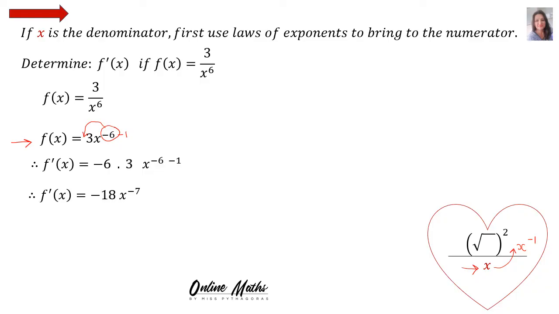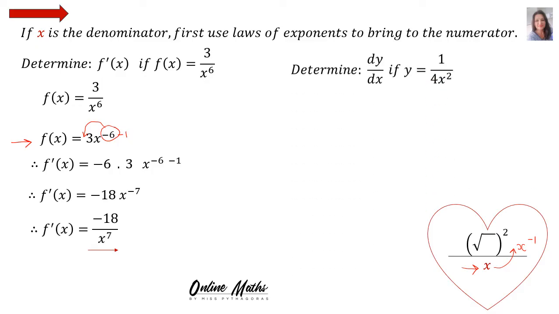And then you can either stop there or you can write your answer with positive exponents. And that means you will take the x to the negative 7 down to the denominator, and then your final answer is minus 18 over x to the positive 7.